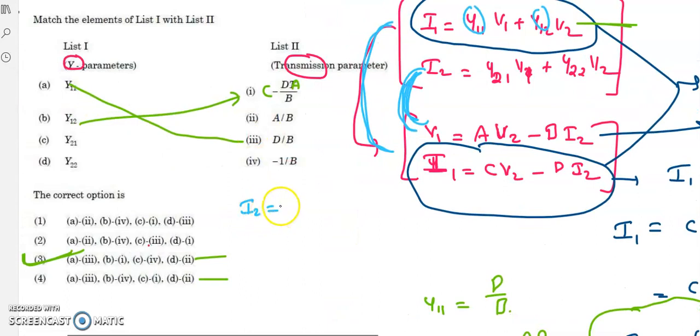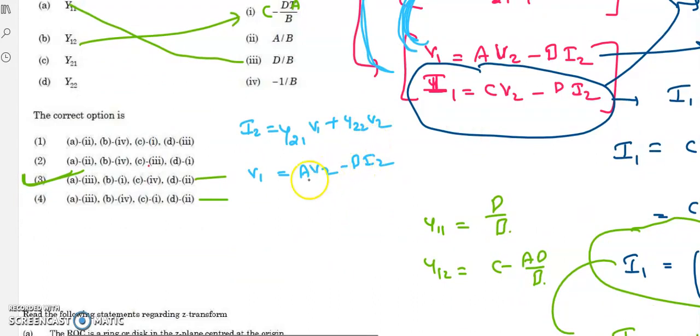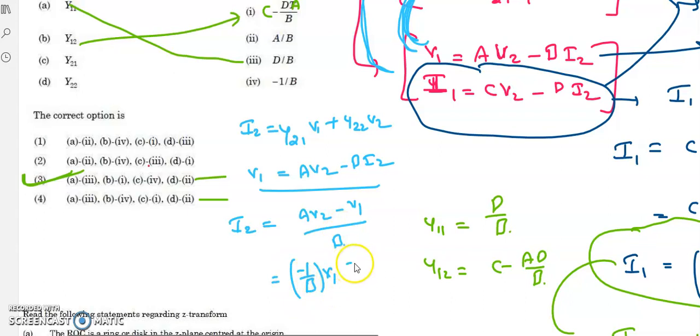What is that? I2 is equal to Y21 V1 plus Y22 V2, and V1 is equal to, from the transmission parameters, A V2 minus B I2, right? So now what I am trying to do is make I2 the subject from this equation. So subject as I2 means I2 is equal to (A V2 minus V1) divided by B, fine? And now that is equal to minus 1 by B into V1 plus A by B into V2.